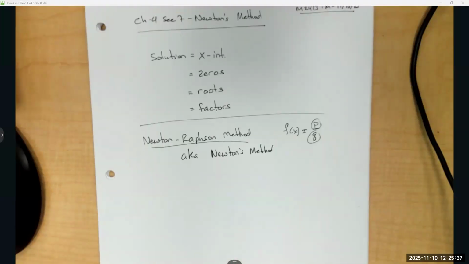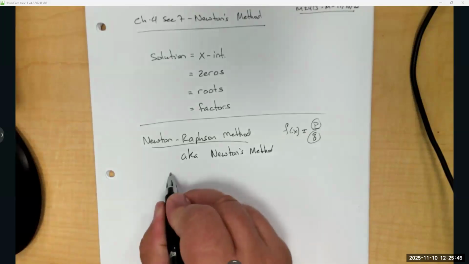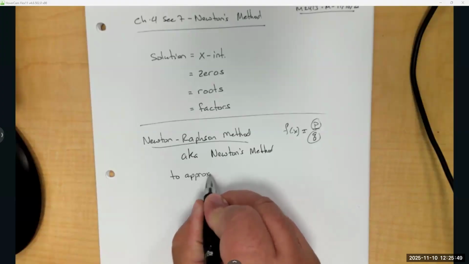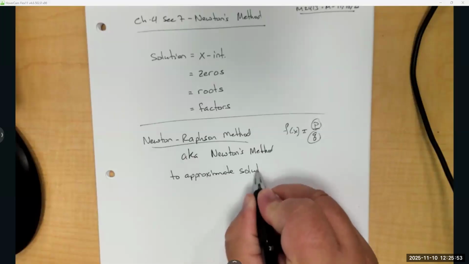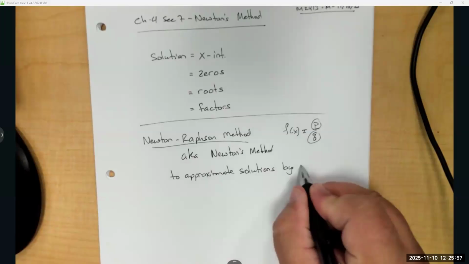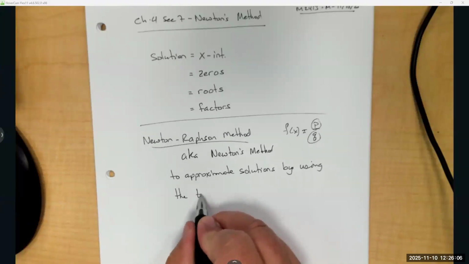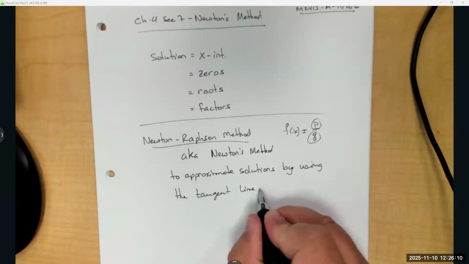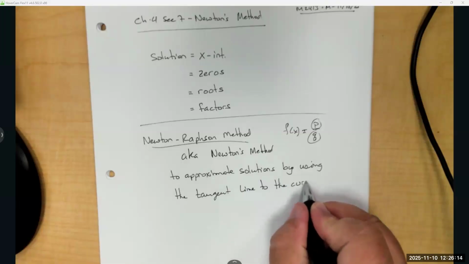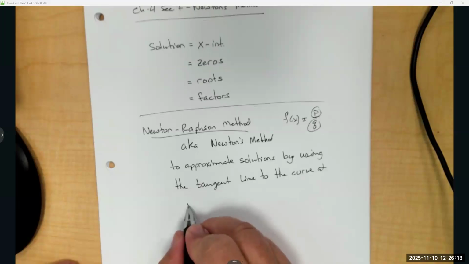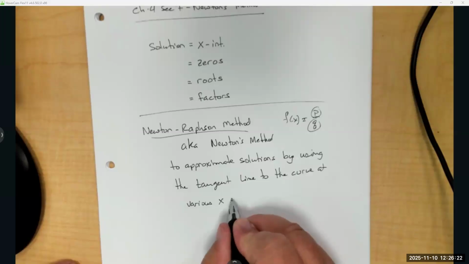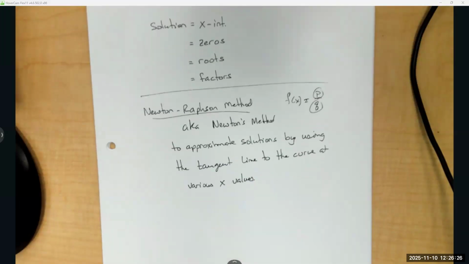This is a way in calculus that we use to approximate solutions by using the tangent line to the curve at various x values. The beautiful thing about this is you only have one thing to do, which is decide on the initial x value.